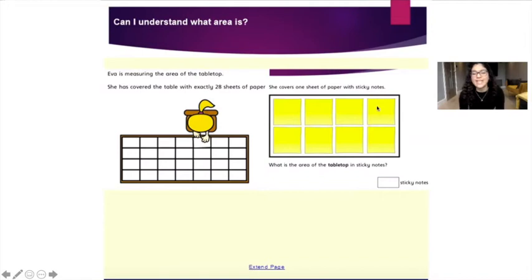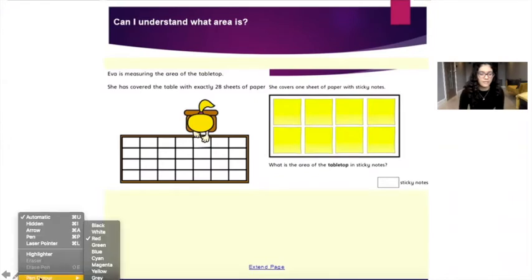The way to work this out is to count up how many sticky notes is on the tabletop. So let's count this together. We have 1, 2, 3, 4, 5, 6, 7, 8. So all together, if I just get a pen.